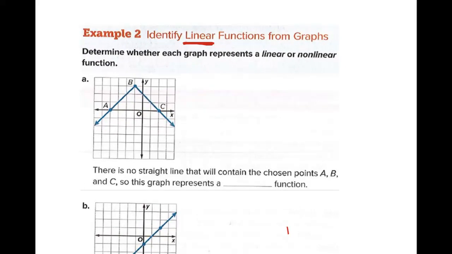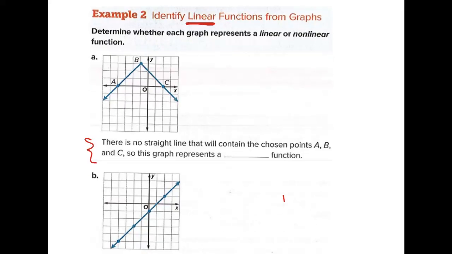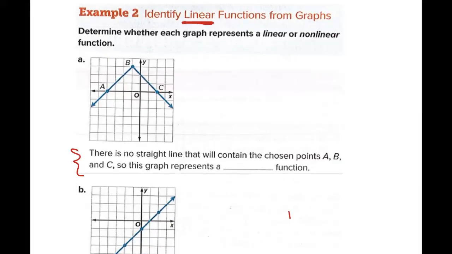So, for this graph, there is no straight line, I'm reading down here, that will contain the chosen points A, B, and C. So this graph represents a blank function. Non-linear. Because this is not a line. A line does not bend like it does here in graph A.